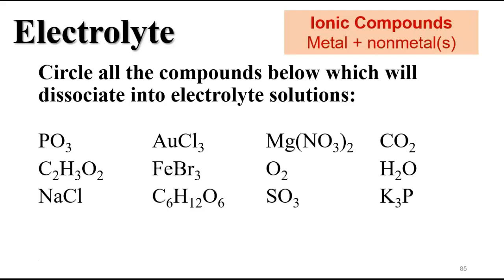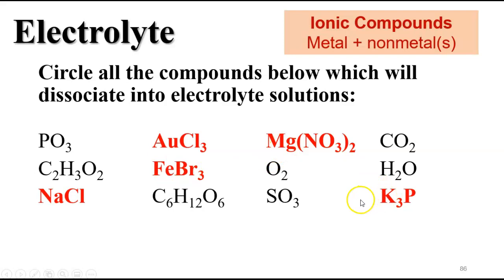Good job pausing it and finding them on your own, hopefully. There's your 5, okay? So if they're only nonmetals, it's covalent, but the ones I put in red, sodium's a metal, gold metal, iron, magnesium, potassium. So those would be the ionic ones. On the homework, you would say those ones can form electrolytes because they're ionic.